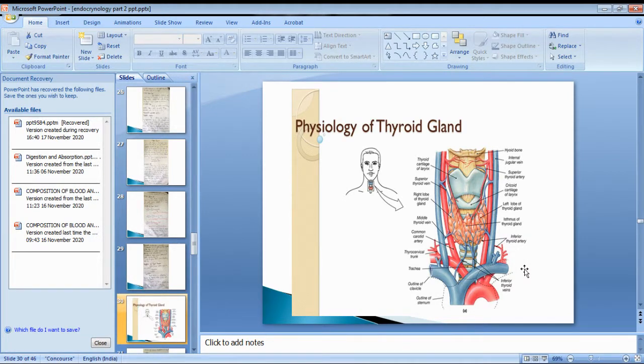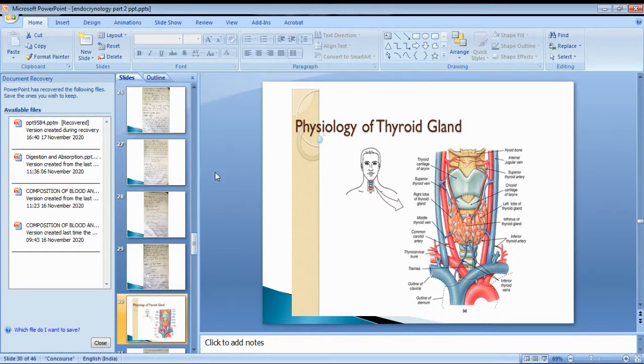Now let us discuss the parafollicular cells. These cells occasionally occur in between the basement membrane of follicular cells. These cells secrete the hormone calcitonin. It is involved in calcium metabolism.